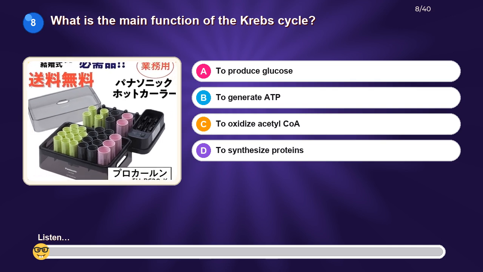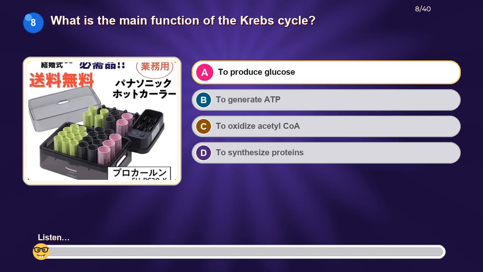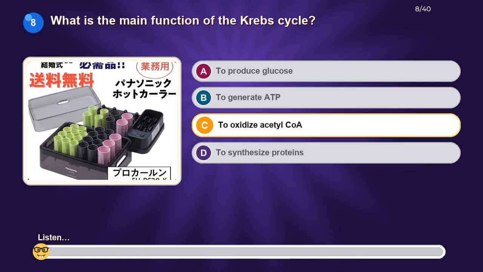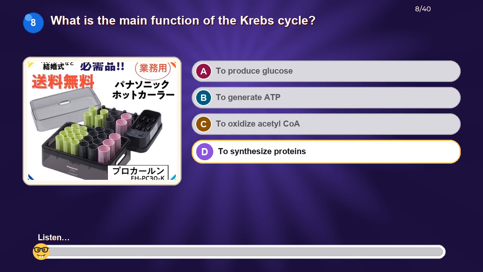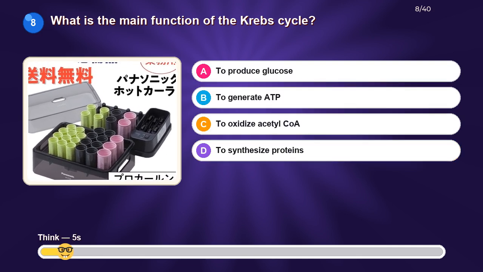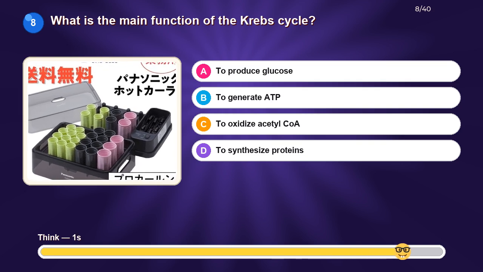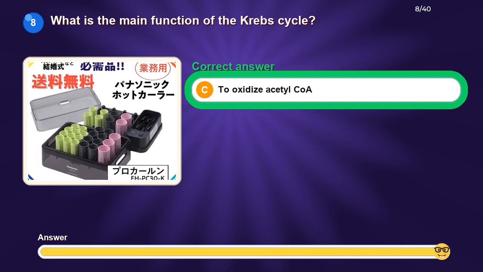What is the main function of the Krebs cycle? Option A, to produce glucose. Option B, to generate ATP. Option C, to oxidize acetyl-CoA. Option D, to synthesize proteins. The correct answer is to oxidize acetyl-CoA.